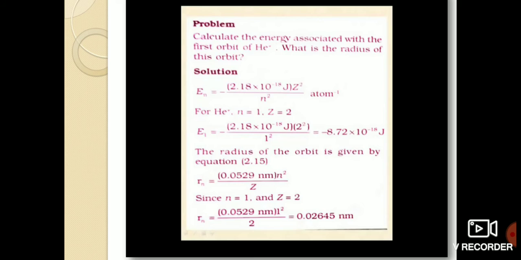And if you go with the radius, there is Rn is equal to 0.0529 nanometer into n square upon Z. Don't get confused, because earlier, when we solved to find the radius, the formula I gave was 52.9. But there the unit is picometer, and here the unit is nanometer. So it is the same. Because it is for the helium atom, for the first orbit, n is 1 and Z is 2. When you solve 0.0529 divided by 2, the value comes to 0.02645 nanometer.